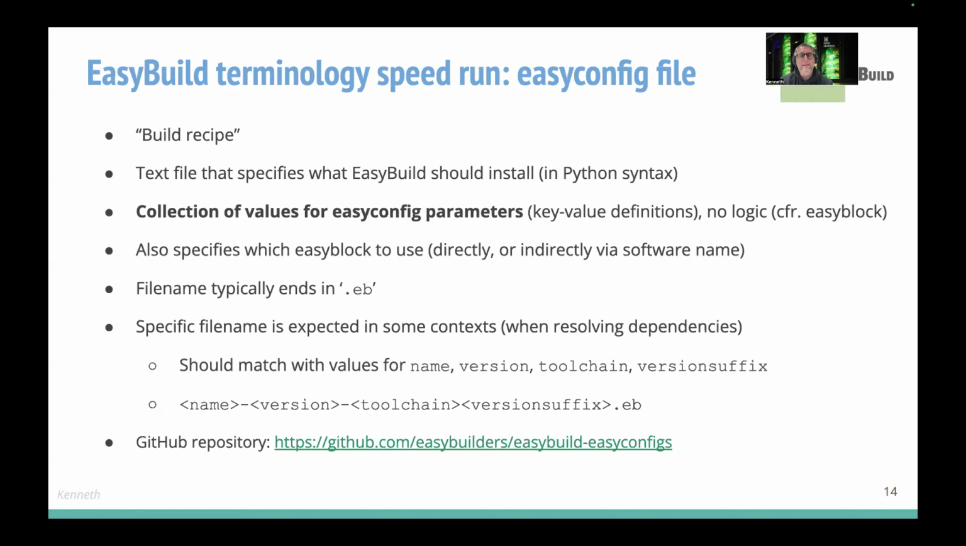The file names typically end in .eb, but it could be anything really. And it defines also a standard naming scheme for these files that is used in EasyBuild itself. But the file name only really matters when it needs to be found by the dependency resolver of EasyBuild. You can use an example.eb or a tool.eb easyconfig file and just install that. That would also work. And also for this, we have a separate GitHub repository.